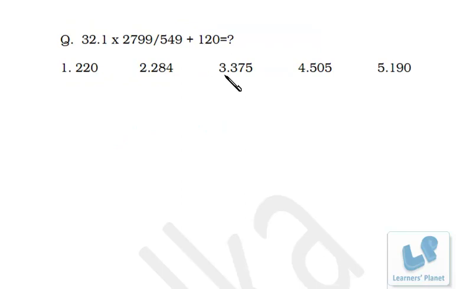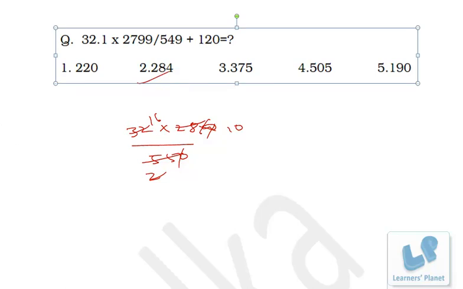Now we see this, you can see the options are quite far from each other. They are maintaining a difference of at least 60-70. So to a certain extent we can approximate this calculation. So it's 32 into 2800 by 550, right? And this plus 120, I take this out and take this also out. Now this is around 2, this is around more than 16. So this is 160 plus 120, around 280. And since this is a bit more than 60, our final answer will be a bit more than 280. So that's 284, a bit more than 280. Okay.